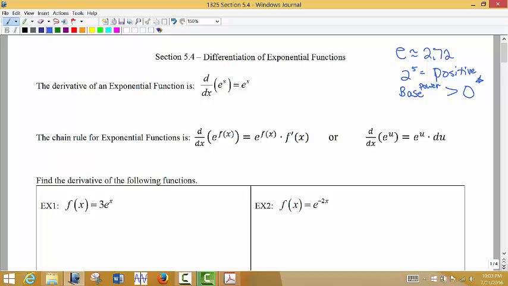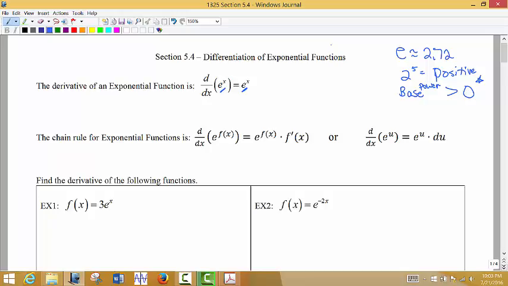So here we have the base of e, which we said was approximately 2.72, and we're raising it to the x power. And what we want to look at is taking the derivative with respect to x. We want to take the derivative of that natural base. It turns out that the derivative of e to the x is e to the x, so it looks exactly the same. So that's really nice.